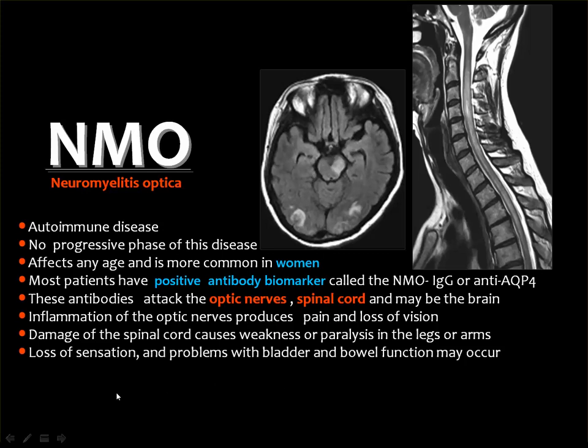Then we came to neuromyelitis optica. This is another autoimmune disease, and this disease is more common in females, and it affects the optic nerve and the spinal cord, and sometimes the brain. The lesions are different from those of MS, and affection of the optic nerve is a prominent feature of this disease.